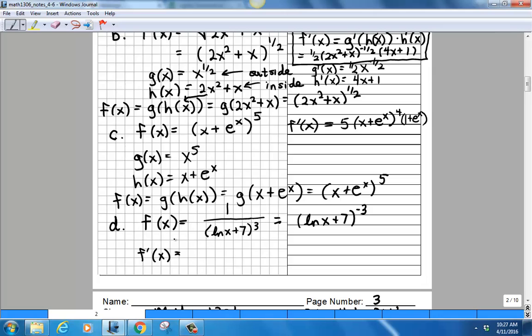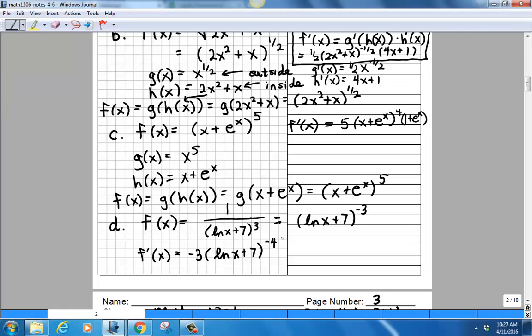Bring the minus 3 down, right? Okay, so I'm going to bring the minus 3 down, and then that will give me minus 3 times natural log of x plus 7 to what power? Negative 4, because I have to subtract 1. Don't forget you're subtracting, not adding. So minus 3 minus 1 would be minus 4.